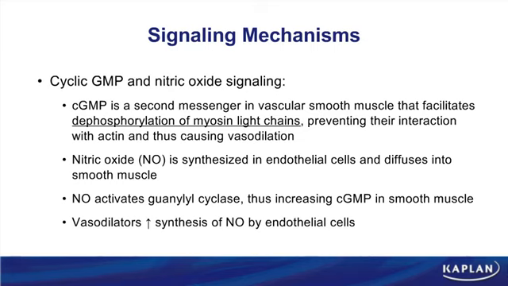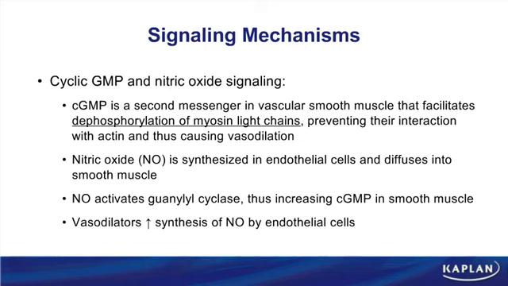Do you ever buy a book and sometimes you read the last chapter of the book just so you know how it ends to see if you really want to read the whole thing? I'm going to tell you the end of the story, and then later on I'm going to tell you the entire story about cyclic GMP and nitric oxide. So how does nitric oxide relax smooth muscle? It ends up causing dephosphorylation of myosin light chains. That's the final step, dephosphorylation of myosin light chains. We'll tell the rest of the story later on.